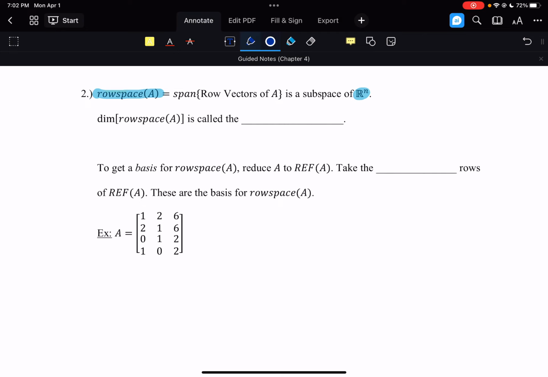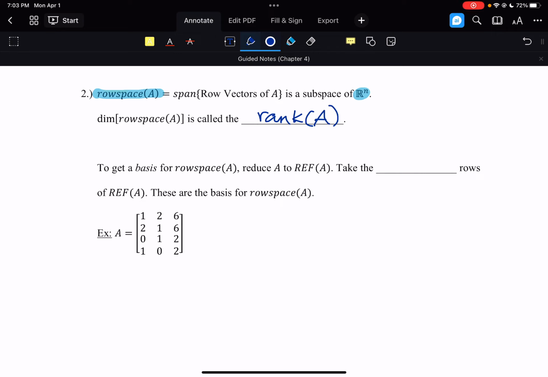Just like the null space, it's based on the size, the length of the rows, or the number of columns, if you want to think about it that way. Like with this matrix, this row has 3 elements in it, so this would be a subspace of R3, something like that. The dimension of the row space is called the rank of A.